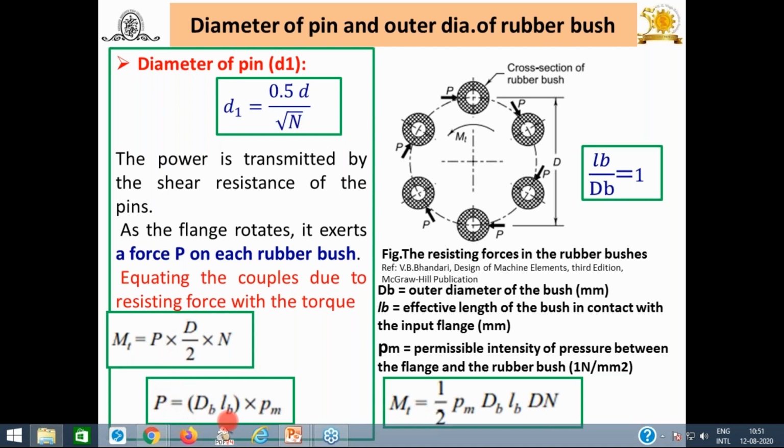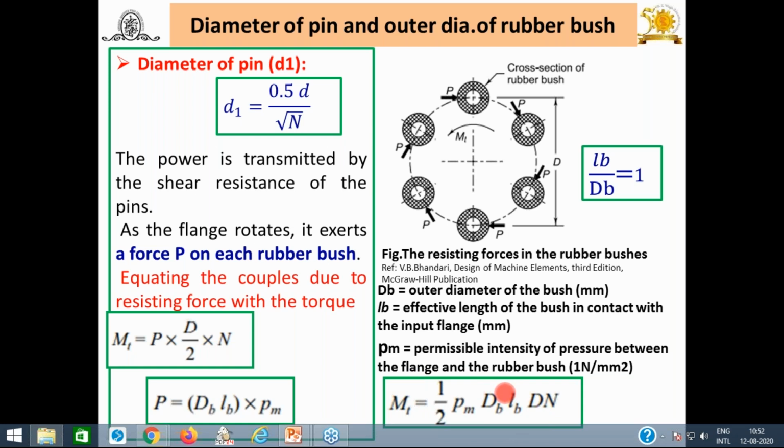P is equal to dB into LB into PM. The projected area, how are you going to find it? dB is the outer diameter of the bush, and LB is the length of the bush. The projected area you have to consider, into PM. What is PM? It's the permissible intensity of pressure between the flange and the rubber bush. If you don't know the value, generally it is taken as 1 Newton per mm square. Try to understand. So you can substitute this value of P in MT. What will you get? MT is equal to dB into LB into PM into D by 2 into N.